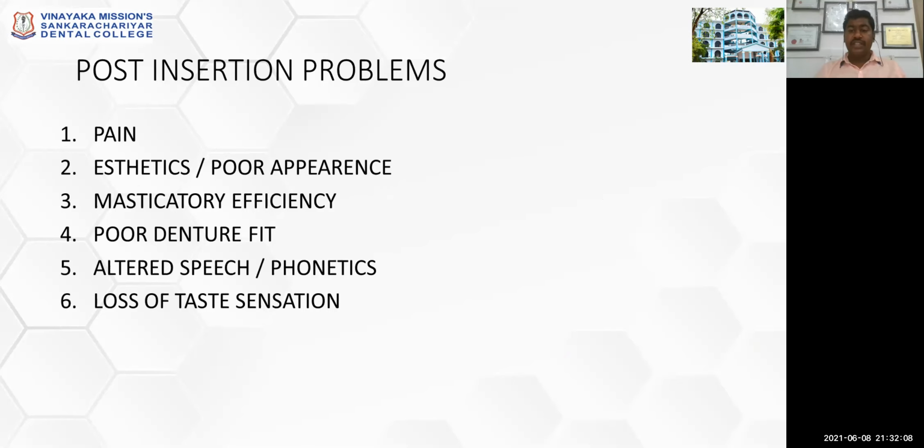Second, the patient is not happy with the denture or the aesthetics which you have provided in the denture. The masticatory efficiency, the patient is not happy with the masticatory efficiency or he is not able to chew food properly. The denture is very loose. The patient is not able to put the denture in the oral cavity and have a stable retention. Altered speech, when the patient is conversing with his friends or colleagues, he is not able to convey the message properly to the other person, or there is a loss of taste sensation, which we call paresthesia.